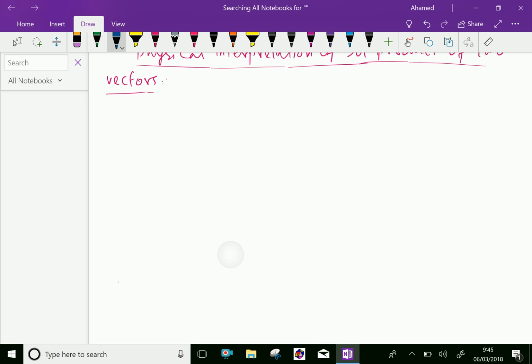Consider two vectors here. This is OA, the force vector. Suppose this OB is a distance vector, which we represent as vector D. Now the angle between them is theta. Here, if you find the dot product of vector F and vector D, it represents work.